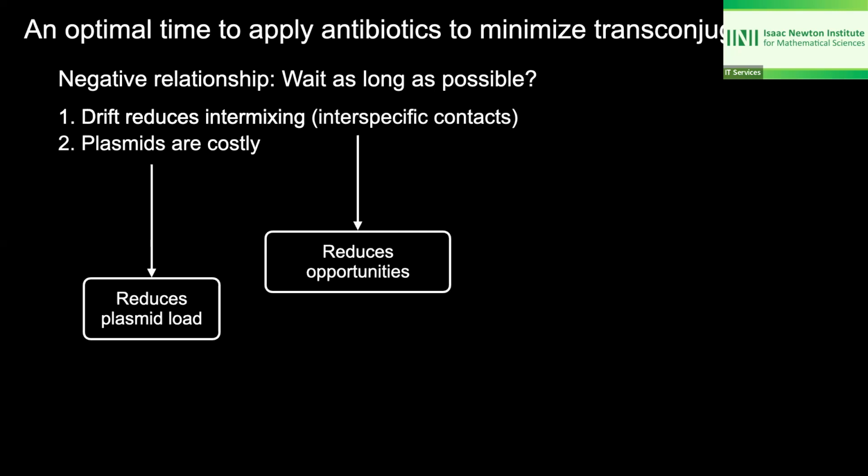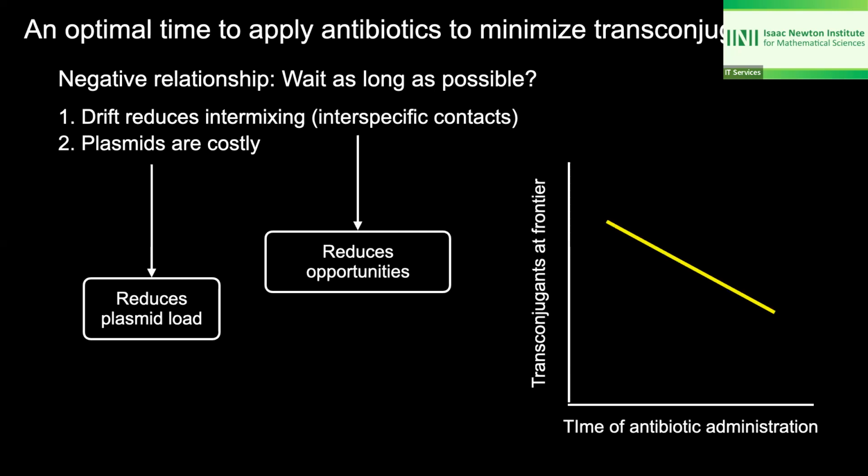So if you sum these together, during colony expansion, we have a decay in intermixing, so we have reduced opportunities for plasmid transfer between a recipient and a donor. And we also have a reduced plasmid load. The plasmid load is going to decay also purely because plasmid-free individuals grow faster than plasmid carriers. So if you sum these together, that's basically why we came up with a negative relationship.